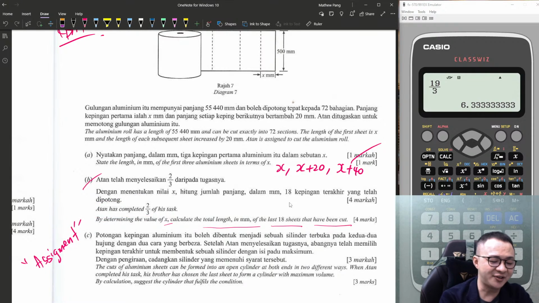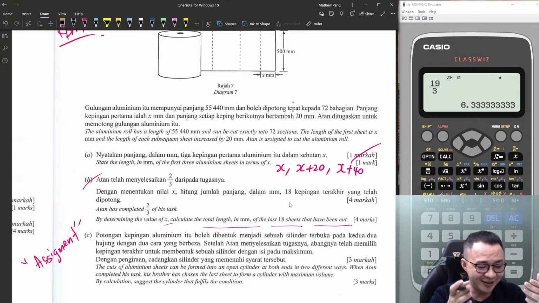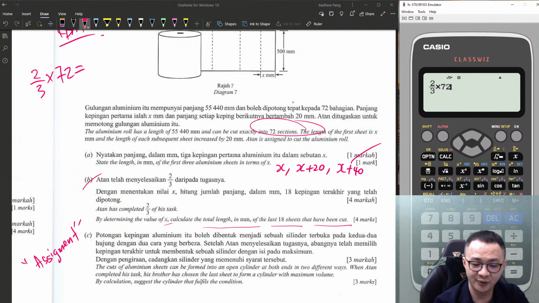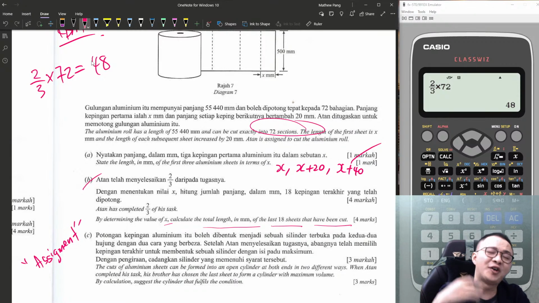The first sentence is very important. What Atan wants to do here is cut out 72 sections. But he only finished 2/3 of his task, so he doesn't cut out all the 72 sections. He only cut out 2/3 of it. So 2/3 times 72, he only finished cutting about 48. So from these 48 sections already cut out, they want the last 18 sheets, and they want to know the total length.